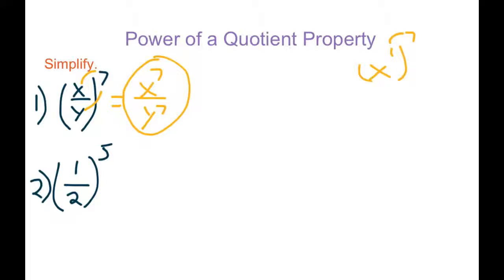Can't simplify that anymore. So basically, everything inside the parentheses goes to the 7th power, whether it's in the numerator or denominator. Same thing here. The 1's going to go to the 5th power. The 2's going to go to the 5th power. If they want your answer with exponents, leave it as is. If they want you to simplify it fully, 1 to the 5th power is 1, 2 to the 5th power is 32, and we get 1 over 32.